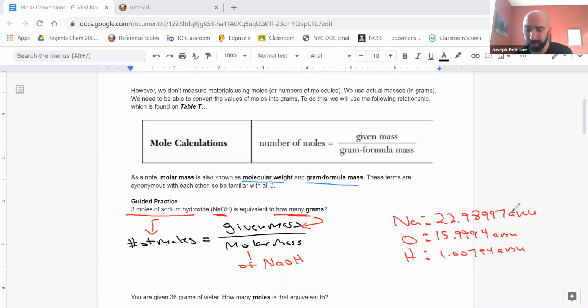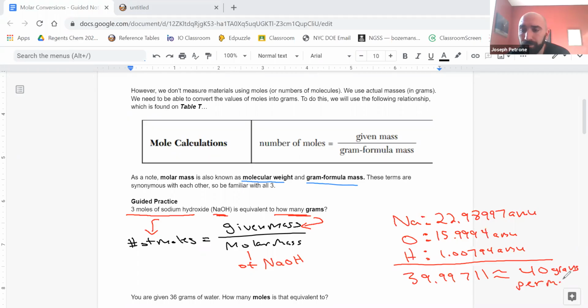So I'm going to pop that into my calculator. You guys do the same. 22.98977 plus 15.9994 plus 1.00794. Okay. So I got 39.99711. So the molar mass here is 39.99711. And for the sake of rounding, I'm just going to say that it's equal to 40 grams per mole. So 1 mole is equal to 40 grams.